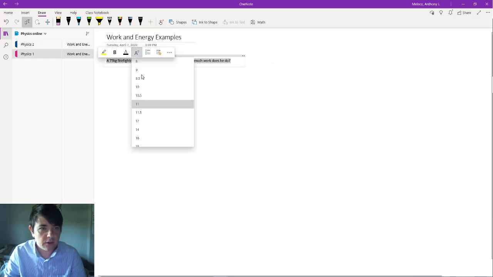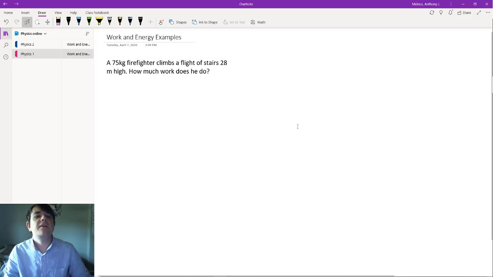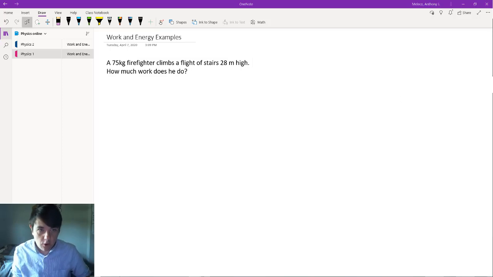So here we go. Our first example is going to be this guy. Let me just make this bigger. We want to know, a 75 kilogram firefighter, so it's giving us his mass, climbs a flight of stairs 28 meters high. And we want to know how much work he is going to do when he does that. If you guys remember, the equation for work was force times distance, right? So we need to figure out the force he's doing to propel himself upward and the distance that he goes.